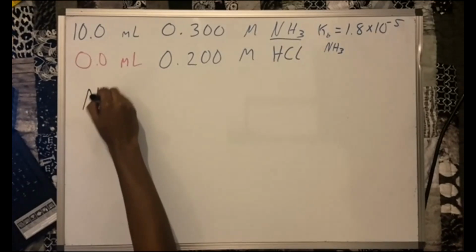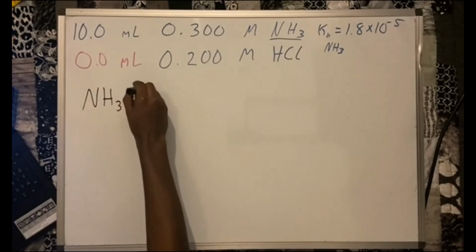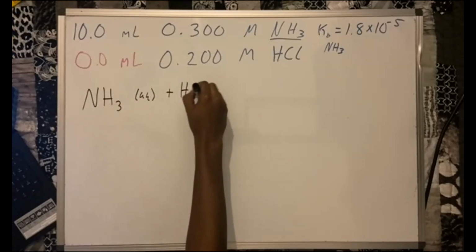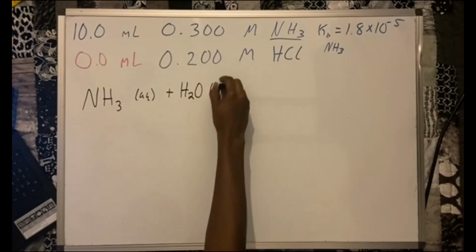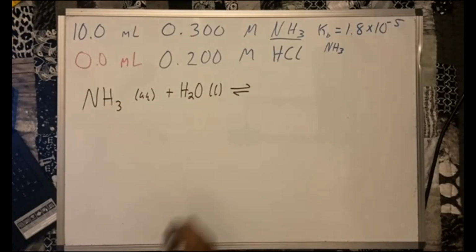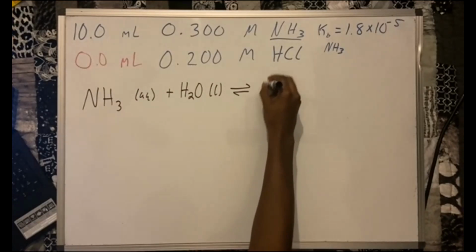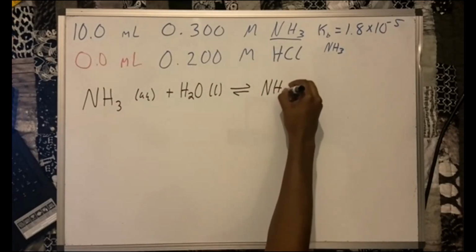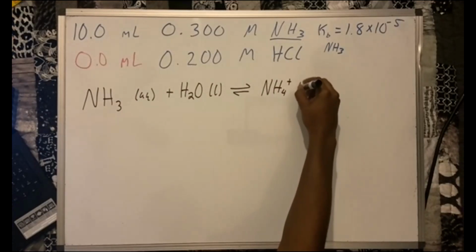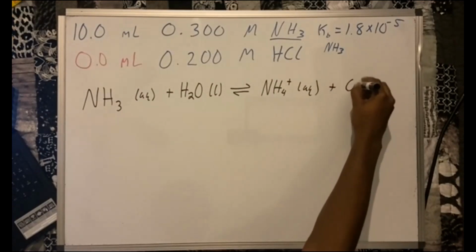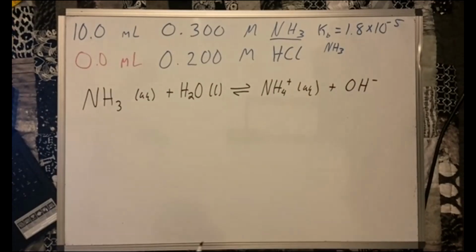Okay, so the first thing I got to write down is my equation. So NH3, and for all of our acid-base things, we added it to water, H2O, liquid, goes to, okay, remember it's a base, so this is going to be accepting my H plus, so I get NH4 plus aqueous, plus OH minus, right?